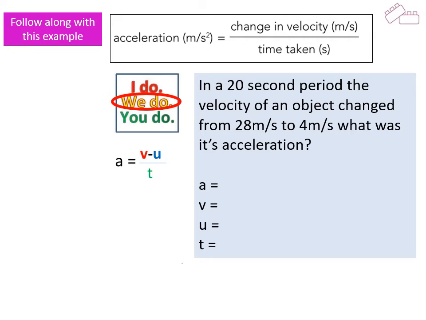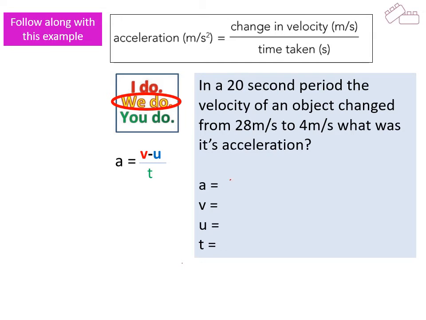So in a 20-second period, the velocity of an object changed from 28 meters per second to 4 meters per second. What's its acceleration? So I know already that this object is slowing down because it's gone from 28 to 4. So immediately in my head, I know if I don't get a negative answer, I've done something wrong here. Okay, so just be aware of that.